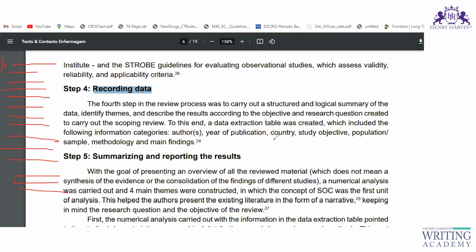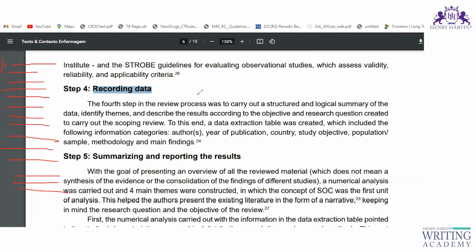Because you cannot store everything in your memory. You have to write it somewhere so that you know that in the first article, these are the main points I have found out, these are the findings. In the second article, these are the findings. In the third article, these are the findings. Okay. So you just have to go through this summarized information when you are actually drafting this review. You do not have to go through the articles again and again when you're drafting the review, which is again a waste of time. So this is how, by doing this, you can record the data.